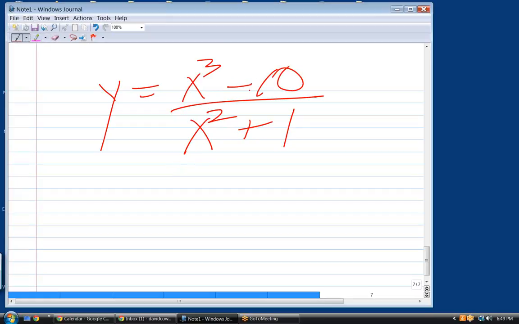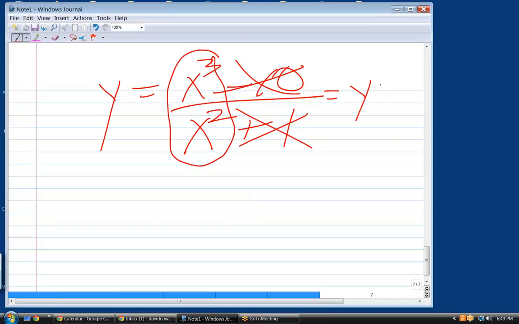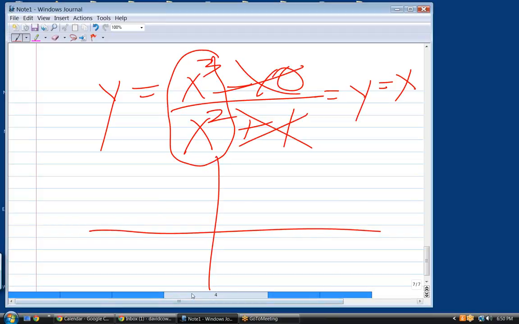However, I can ignore this and just deal with these two things. Well, that reduces to y equal x. Now what happens as x goes to infinity? Y goes to infinity. And what happens as x goes to negative infinity? Y goes to negative infinity. And if I were to graph that, you end up with no vertical asymptotes because there's no way the denominator can be 0. But you have an oblique asymptote.